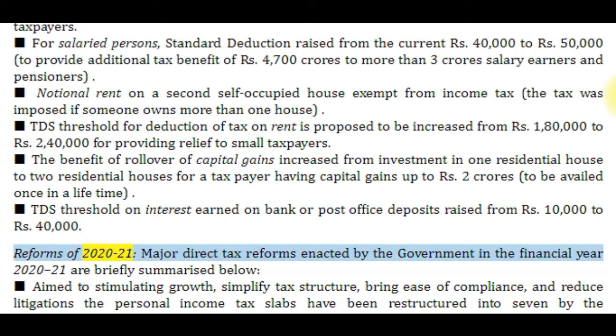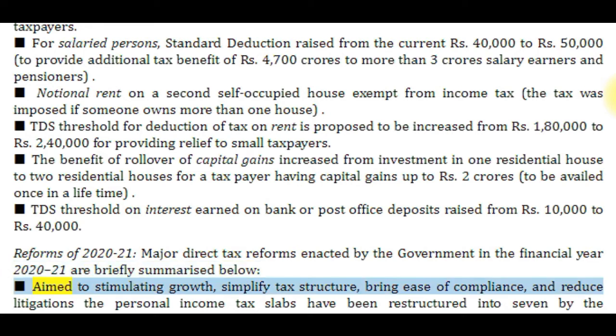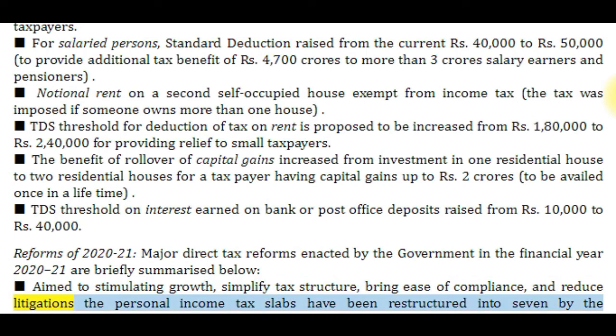Reforms of 2020-21. Major direct tax reforms enacted by the government in the financial year 2020-21 are briefly summarized below. They aim at stimulating growth, simplifying the tax structure, bringing ease of compliance, and reducing litigation. The personal income tax slabs have been restructured into 7 by the government.